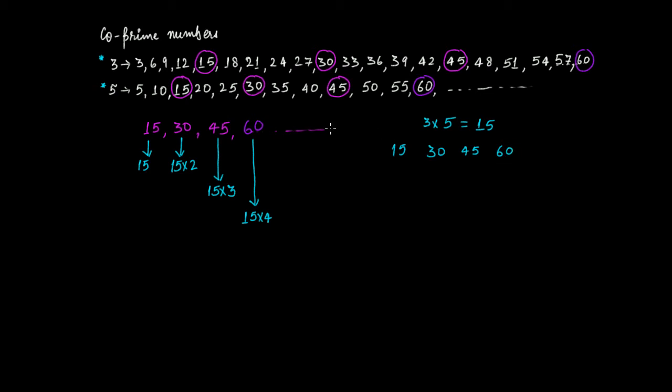And the next common multiple will be 5 times 15, that will be 75. You can get it by writing out all the multiples here and here, and you can find that the next common multiple of 3 and 5 will be 75.